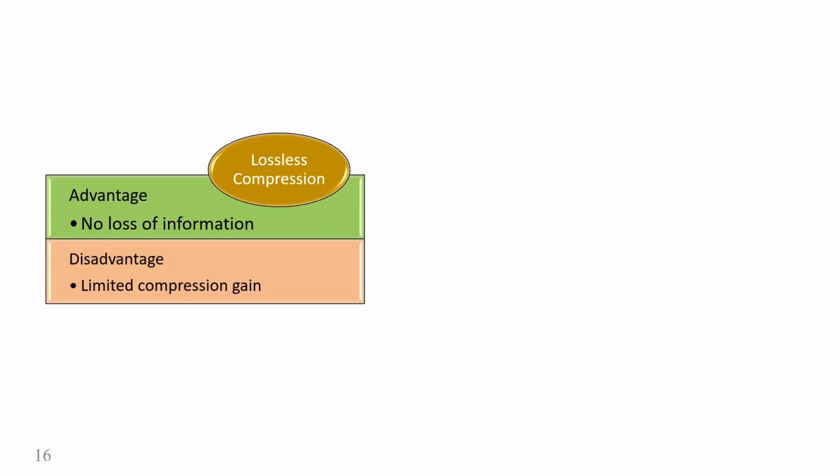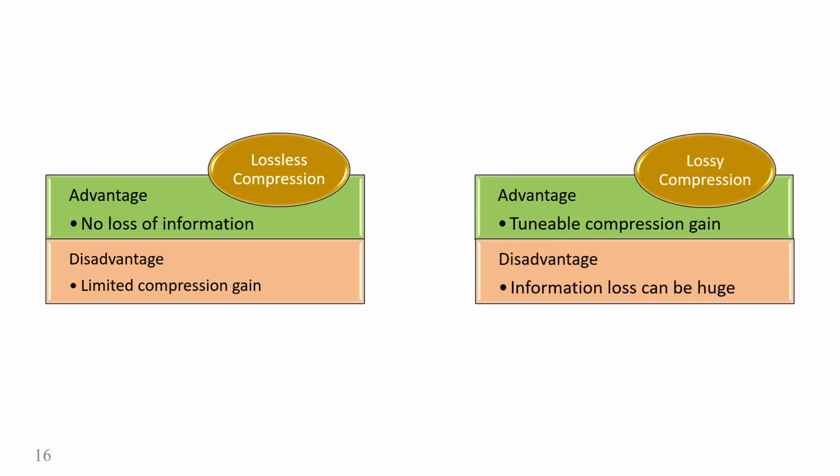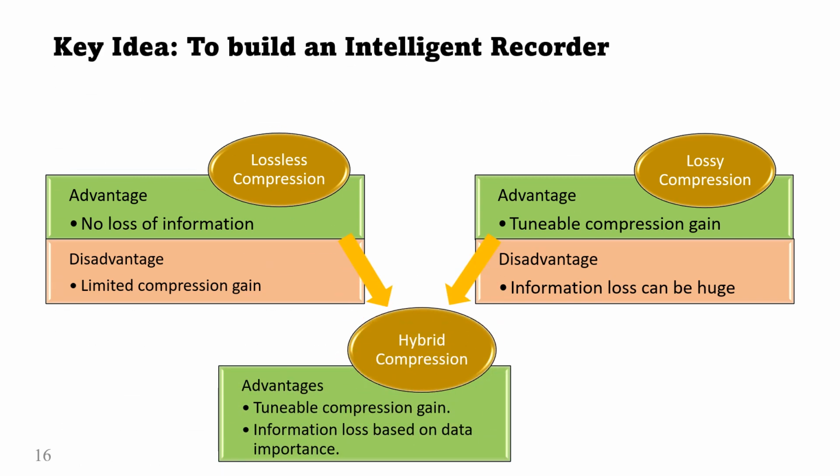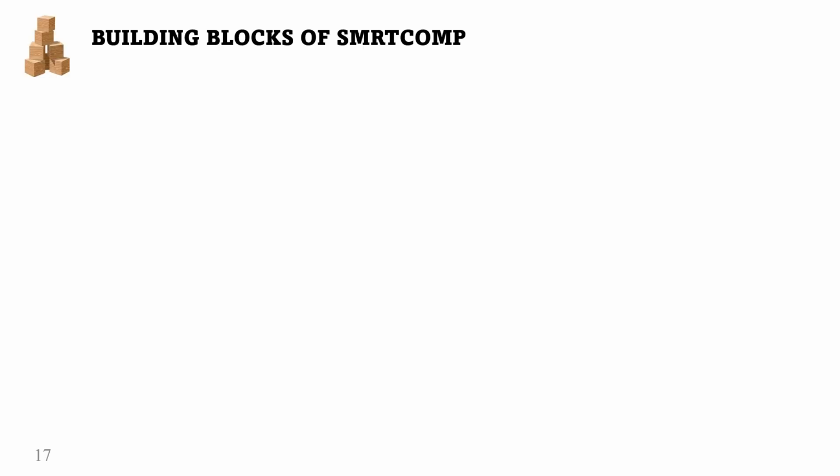Now we have discussed lossless compression where there is no information loss but limited storage efficiency. Similarly, for lossy compression, although it has tunable compression rate, there is a high RMSE. So the key idea is to build an intelligent compressor using the advantage of both lossless as well as lossy compression, giving birth to hybrid compression.